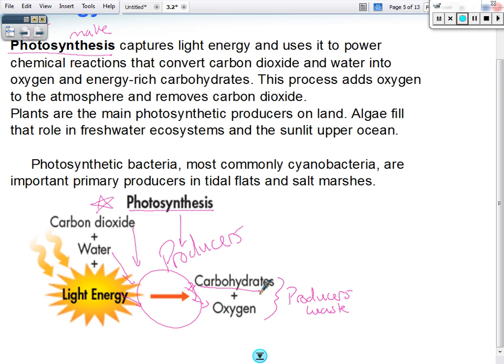Now the producers also need to turn and use these carbohydrates, so they also use it for energy. But you can think about that, that's what they're giving off, to help you remember that all living things take in energy and also produce waste. Okay? Producers can most commonly be plants, but you also see bacteria with photosynthetic properties. So, not just plants, but mainly.